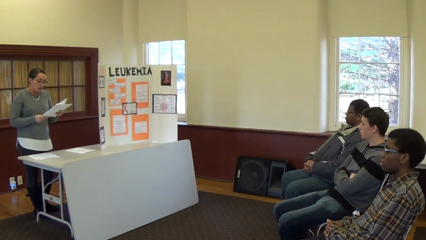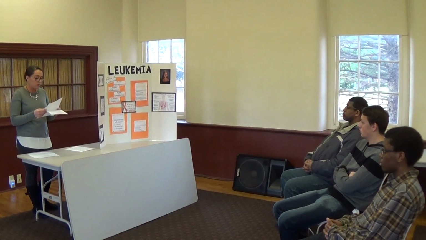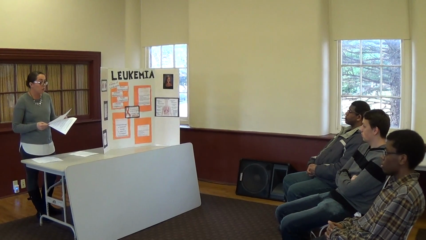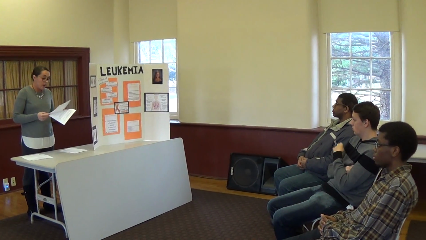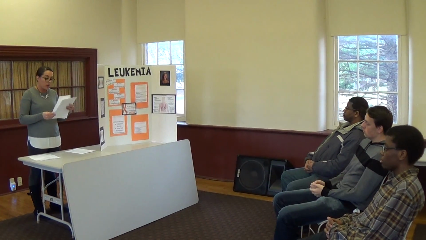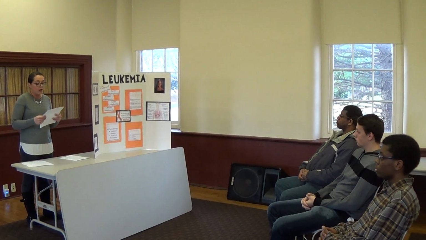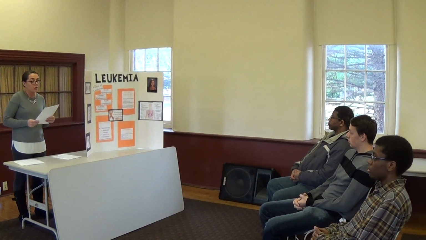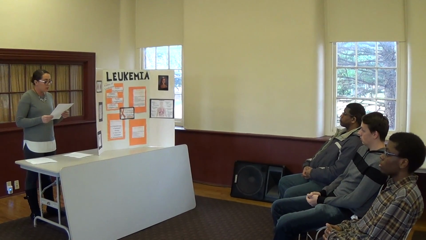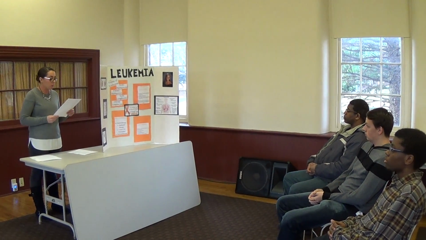There are several different treatment options, which are all dependent upon the individual, the type of leukemia, and the progression of the cancer. AML can be treated with chemotherapy, radiation therapy, stem cell transplant, and targeted therapy. CML can be treated with chemotherapy, radiation therapy, stem cell transplant, and immunotherapy. ALL can be treated with chemotherapy or chemotherapy with stem cell transplant, radiation therapy, and immunotherapy. CLL can be treated with radiation therapy, chemotherapy, stem cell transplant, and immunotherapy.